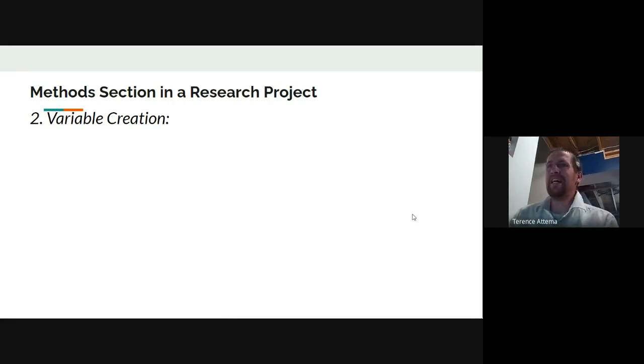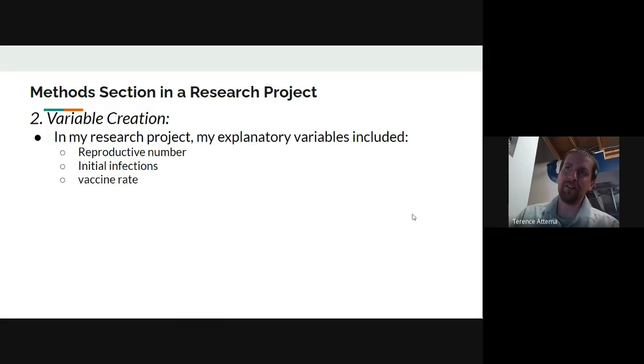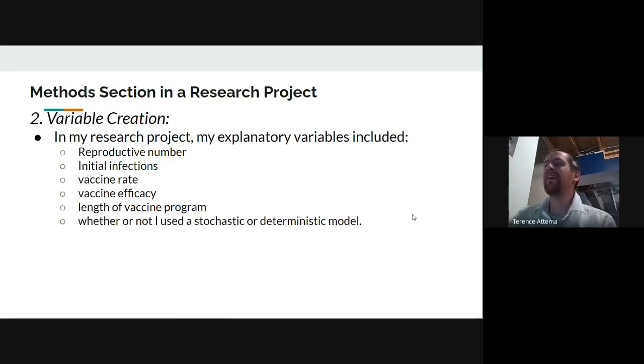in this area. For my research projects, I had many explanatory variables. Don't worry, you only have to do one. Use at least one. You could do more, but some of them were, for example, reproductive number that we talked about, R0. Initial infected, as you saw in that little simulation, was 2, but they could have changed that. Vaccine rate, how effective the vaccine is, and length of the vaccine program, whether or not I ran a stochastic simulation, or I did the calculus, the theory-based model. Because I actually compared those two, so I included that as a variable as well. And so those are the variables that I controlled. Those are the things that I tweaked before I ran my simulation.